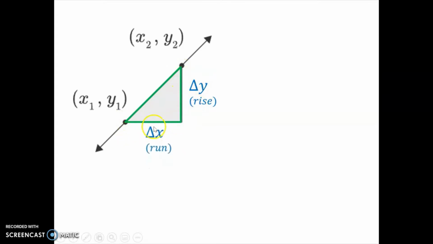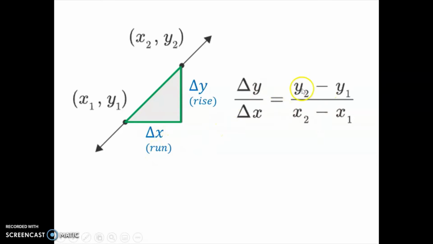And here's our run, delta x, change in x values. So let's add a little bit more to our slope formula. We can say slope is change in y over change in x, which is rise over run. And again, here's that formula, how we get the rise and how we get the run.